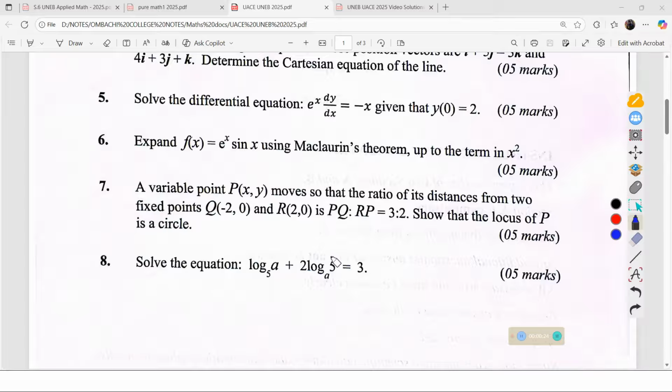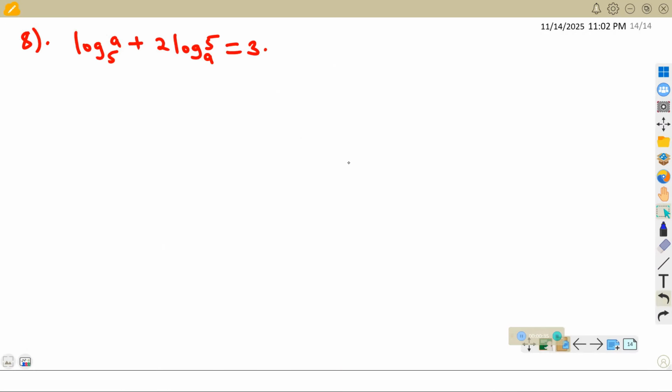So let us look at the last question for section A, which says solve the equation log₅ A plus 2 log_A 5 is equal to 3. So we shall look at the solution. From here, this will involve a change of base and substitution. Basically, you look at the bases. This is 5 and this is A. So you ensure you change the base first. So let us look at the solution.